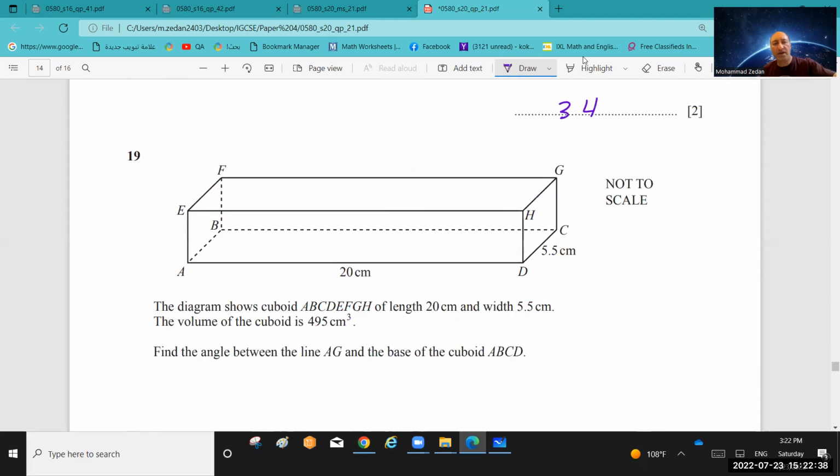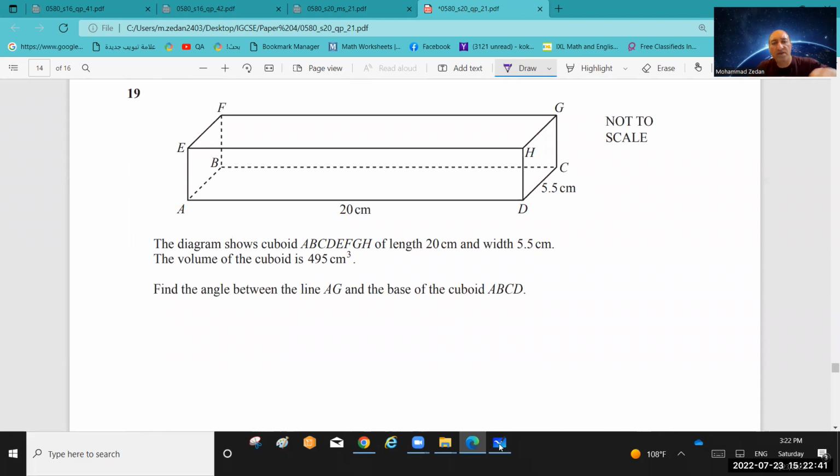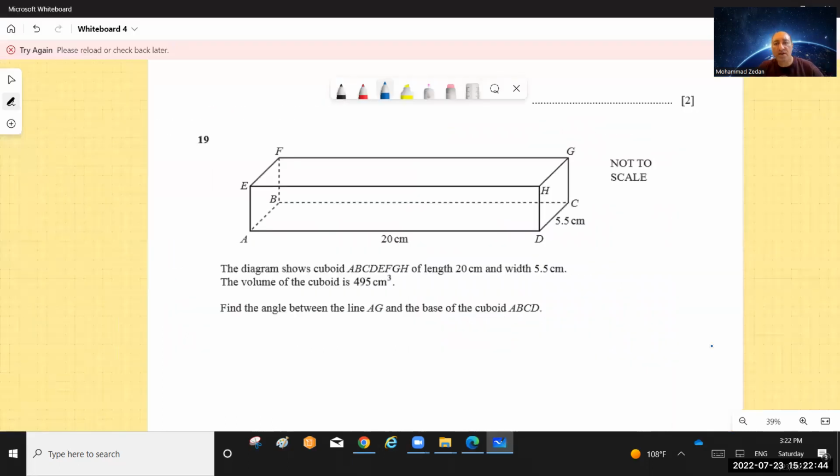And this part, I think I drew it on the other page. Yes, this one, because I need to draw a line here. In this part, the diagram shows cuboid ABCDEFGH of length 20 centimeters and width 5.5 centimeters. The volume of the cuboid is 495. From the volume and the two given dimensions, you just find the height. So the height is the volume 495 divided by 5.5 times 20, which gives you 4.5. So this height is 4.5.